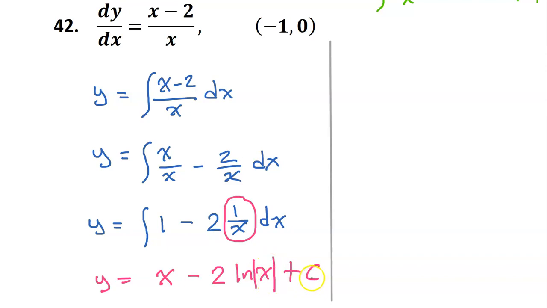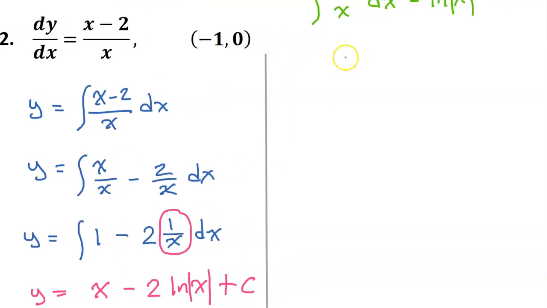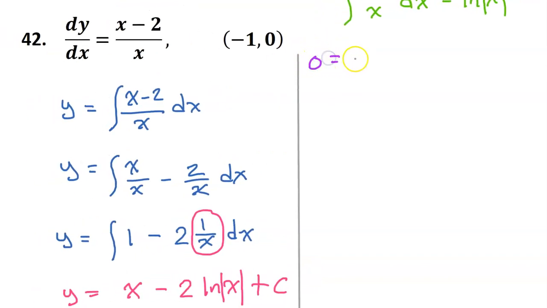Now we just need to find c. They gave us a point on the curve. So all we need to do is substitute negative 1 for the x's and 0 for the y. So we will get 0 equals negative 1 minus 2 natural log absolute value of negative 1 plus c. Please do not make the mistake of combining the negative 1 and the negative 2 right now. We must follow the order of operations.